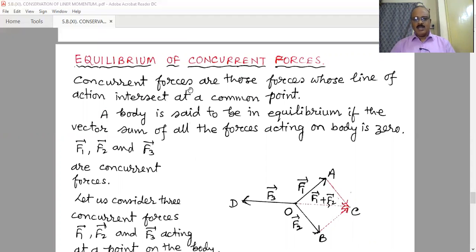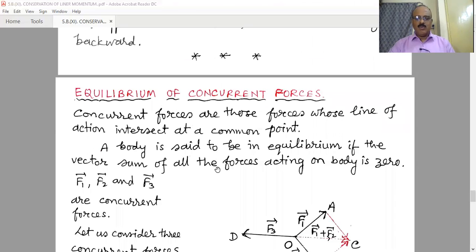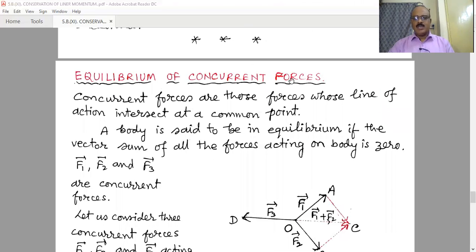But when there are three vectors, in this case we specifically consider forces. A body is said to be in equilibrium if the vector sum of all the forces on the body is 0. Here we consider there may be more forces and their resultant will be 0. Then the body is known to be in equilibrium. Concurrent forces means they are acting on the same object at the same time. These types of forces are known as concurrent forces.